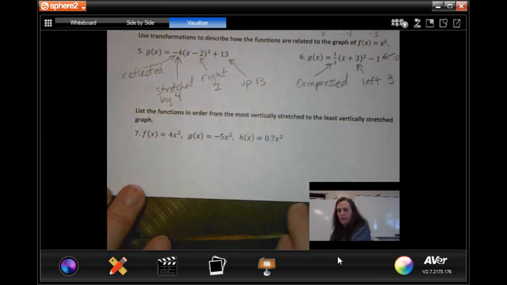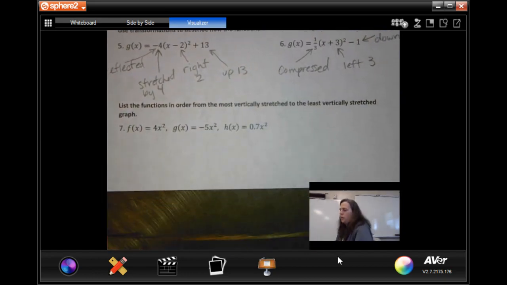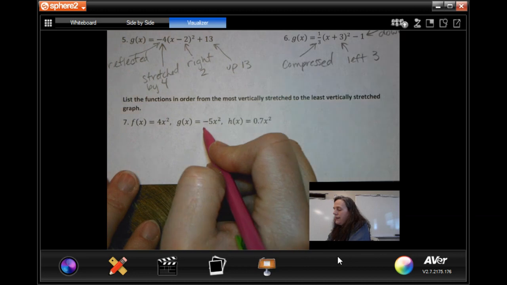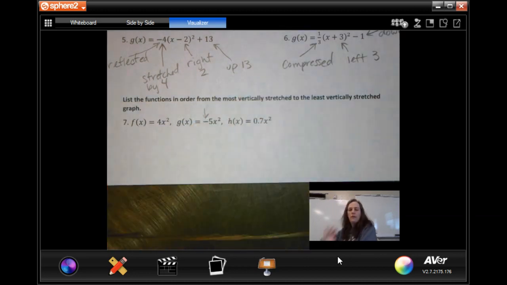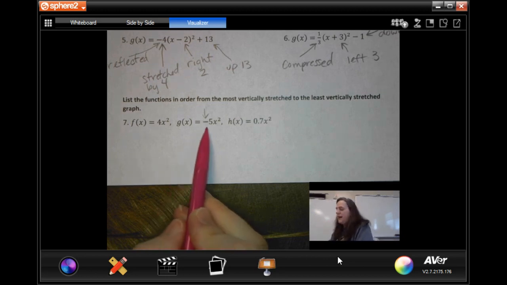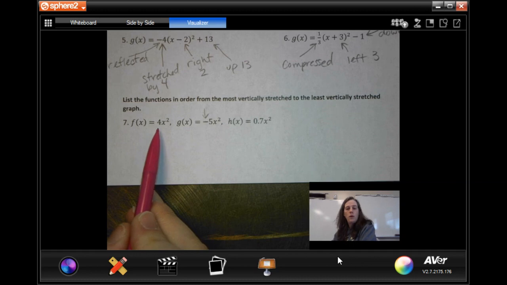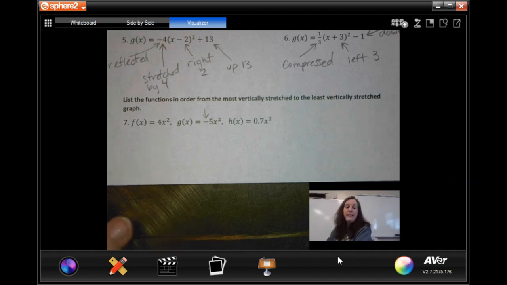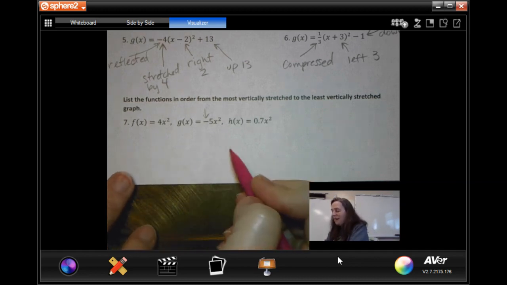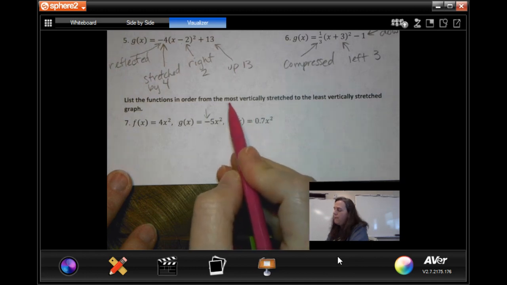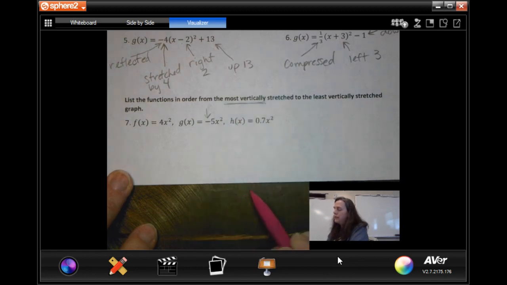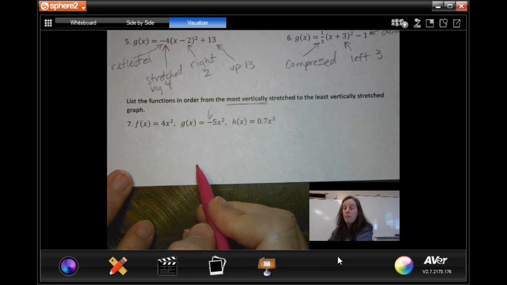All right, number 7. List the function in order from the most vertically stretched to the least vertically stretched. Okay, first of all, negative signs don't matter. That just reflects it over. It doesn't have anything to do with stretching or compressing. So when there's a negative 5, it's not less than a 4. So ignore the negative signs completely. And then what you have to do is put them in order. We're going from the most vertically stretched to the least. So we want the highest numbers.